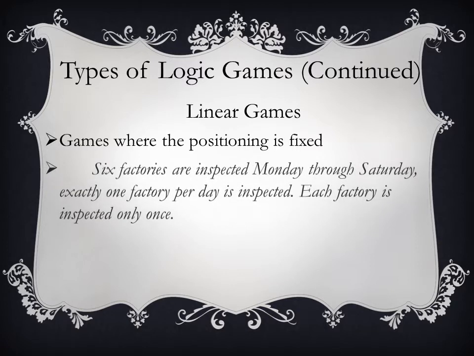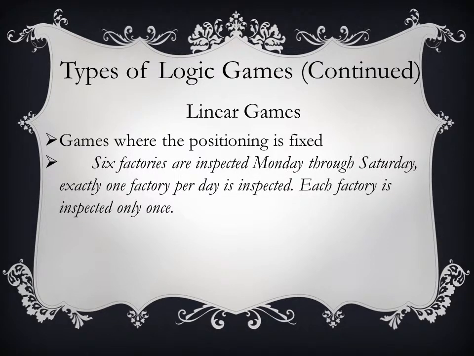Here's an example of a scenario from an old prep test. I can't remember which one. I should have notated it. I'll notate it in the comments. Here we have six factories inspected Monday through Saturday. Exactly one factory per day is inspected. Each factory is inspected only once. This is your very basic linear game. Linear games can get really difficult, but essentially at its core, you're just trying to figure out where the variables can be placed.